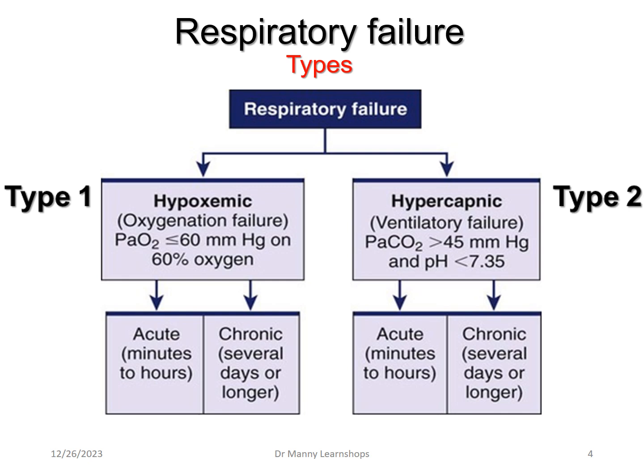Hypercapnic or hypercarbic is where you're not able to breathe properly and get rid of CO2. Ventilatory failure, pump failure. And typically this is where your PaCO2 from your arterial blood gas is greater than 45 millimeters of mercury and your pH is less than 7.35. This can also be acute, minutes to hours, or chronic, days, weeks, or longer.